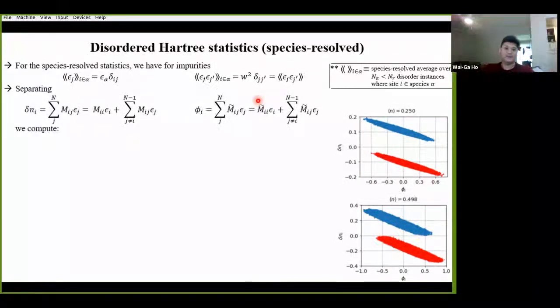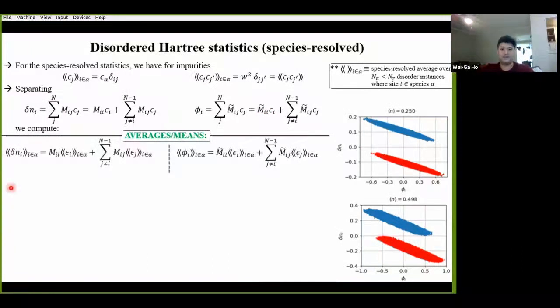All right, so just like we did before, I can take our disordered Hartree equations, but this time I'm going to be separating out the local components, all right? And now, when we compute our species-resolved averages, well, I can see that with the first condition, only the local portion is going to be able to survive. This just leaves us with an on-site response and the impurity energy, epsilon alpha, for us right now.